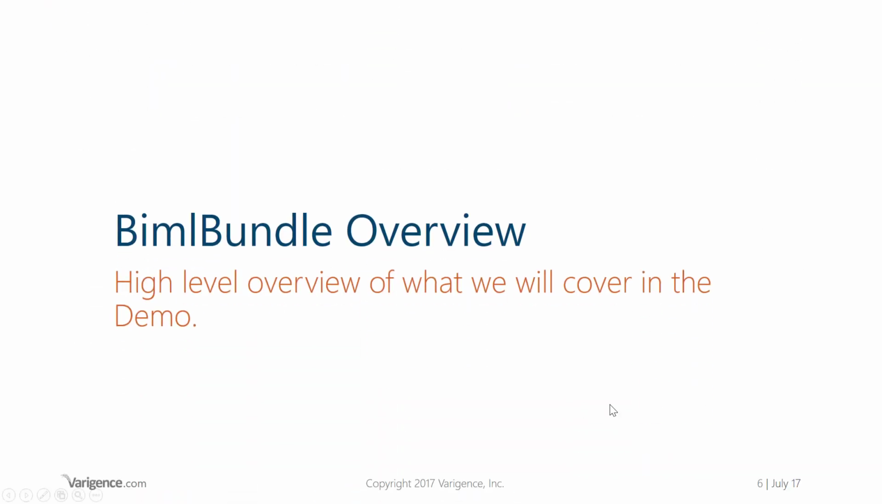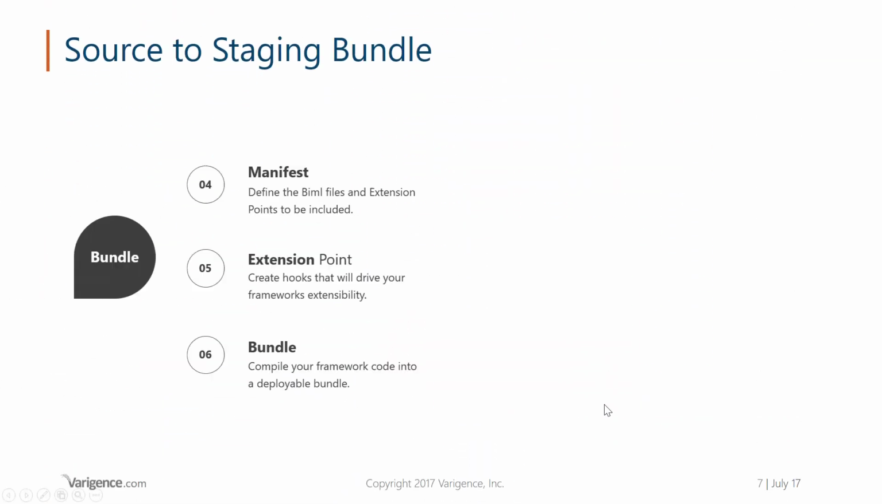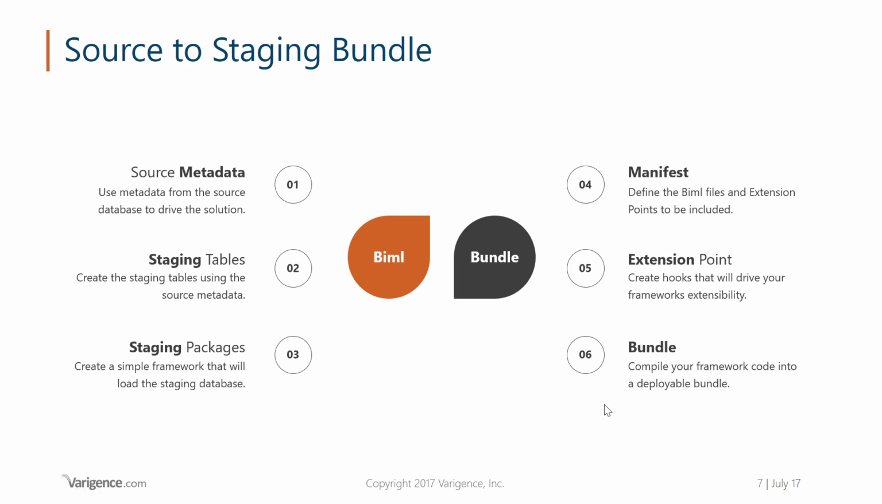So let's have a look at the Biml bundle overview here. What we're going to do today is build a source to staging bundle effectively. We're going to first build or use a Biml file that connects to the source and grabs the metadata from the source, and you must have seen some of these solutions out there already. Take that metadata, build some staging tables from it, deploy the staging tables, and then use that same metadata to build some very simple staging packages that just go from source to target. And that's the Biml code we're going to write.